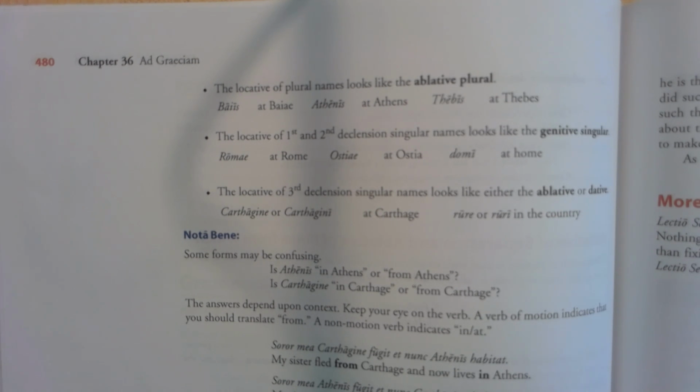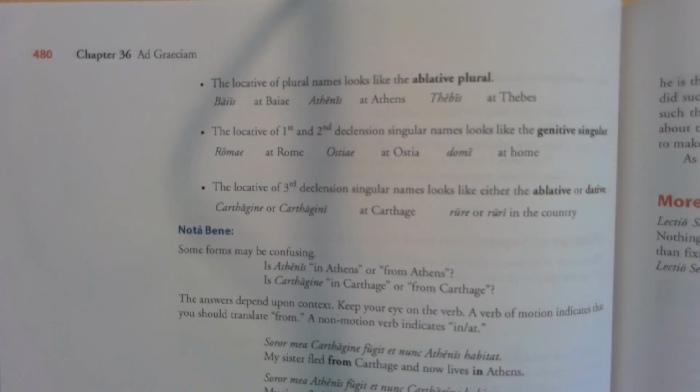Okay. It says the locative of the third declension looks like the ablative or dative. At Carthage, Carthagine, e, i. Either one switches up in the third declension. Ruri, in the country. Okay, so that ablative of the third declension sometimes would be e and sometimes i, but once again, once you see it in context, it's much simpler.